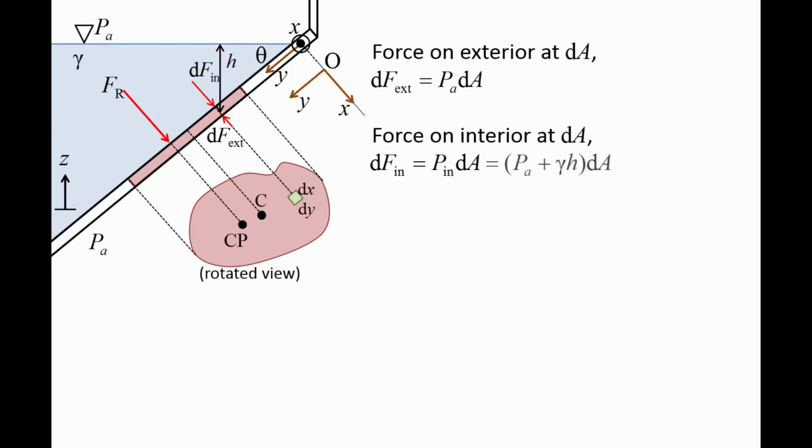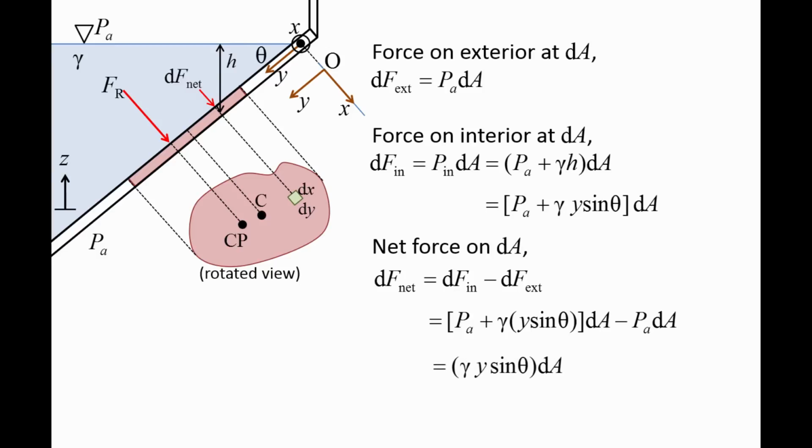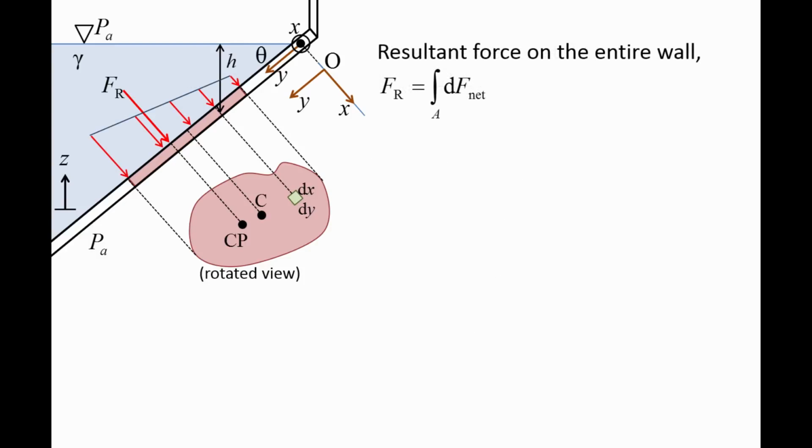The pressure at that depth is the atmospheric pressure plus gamma h. Using trigonometry, h can be rewritten as y times sine theta. The net force due to fluid pressure at dA is dF interior minus dF exterior. After plugging in the expressions for the two forces and eliminating Pa times dA, we obtain gamma times y sine theta times dA. To find the resultant force caused by fluid pressure on the entire wall, we integrate dF net along all points of the wall.